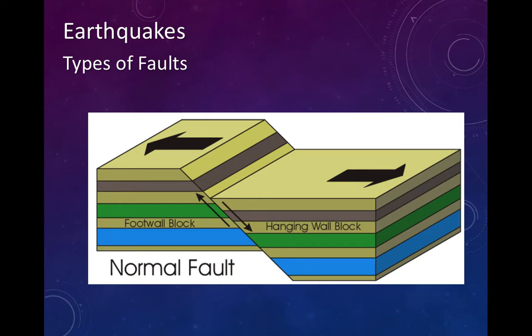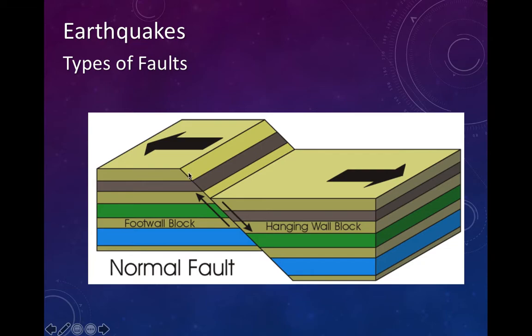Okay, we said one of the causes of earthquakes are different types of faults. And so we're going to look at 4 different faults here today, 2 of which are very similar to each other, and then 2 others which are a little bit different. So let's start here. And first of all, we have what is called a normal fault.